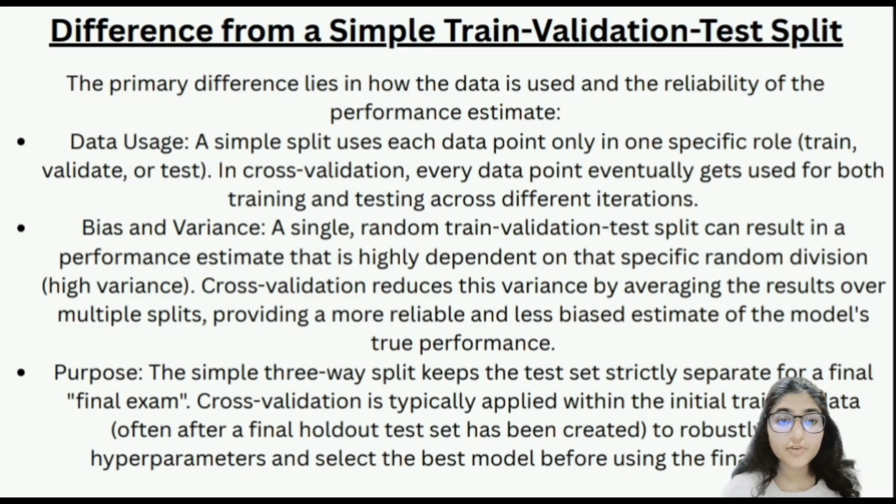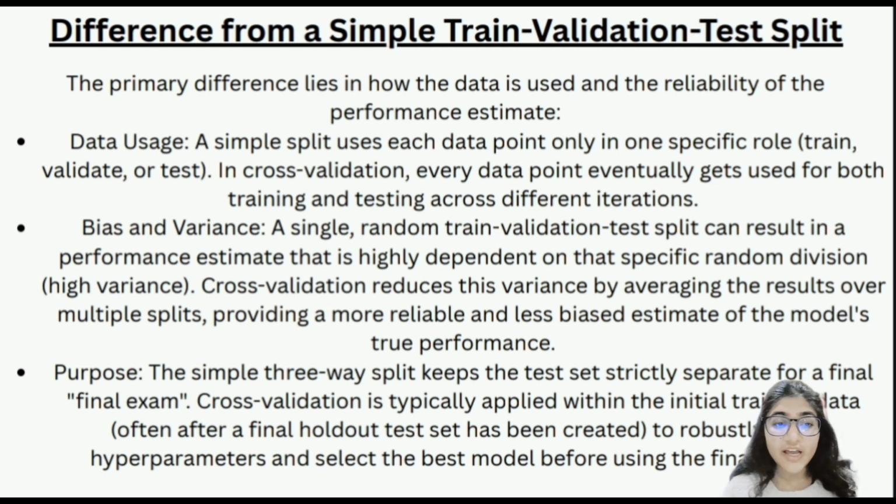Now the differences from a simple train, validation, test split are, first, data usage, second, bias and variance, and third, purpose. A simple split uses each data point only in one specific role, that is train, validate, or test. In cross validation, every data point eventually gets used for both training and testing across different iterations.